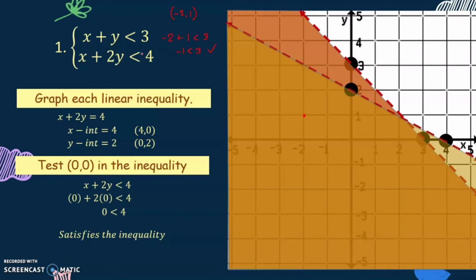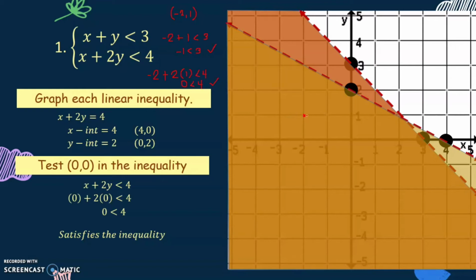How about the second inequality? We have x is negative 2 plus 2 times the value of y, which is 1, must be less than 4. Negative 2 plus 2 times 1, so that's 2. So negative 2 plus 2 is 0. So is 0 less than 4? That's true. So it means it satisfies the second inequality. And since it satisfies both inequalities, (-2, 1) is a solution of the system.